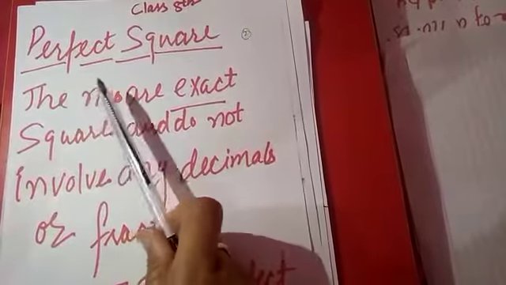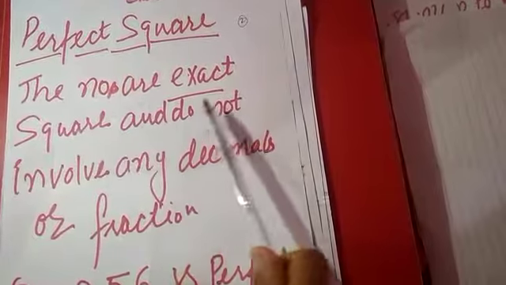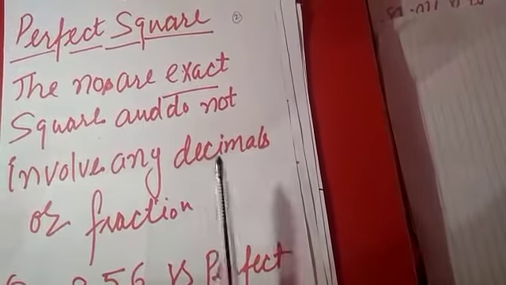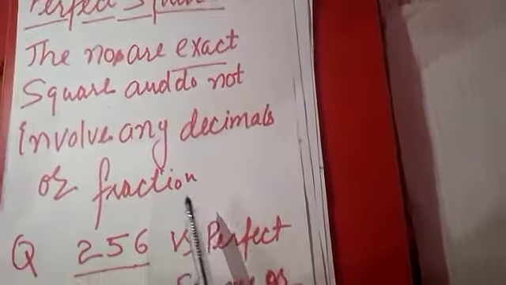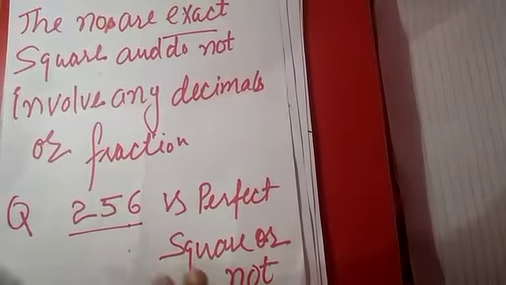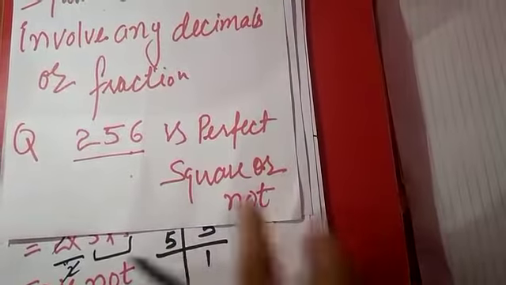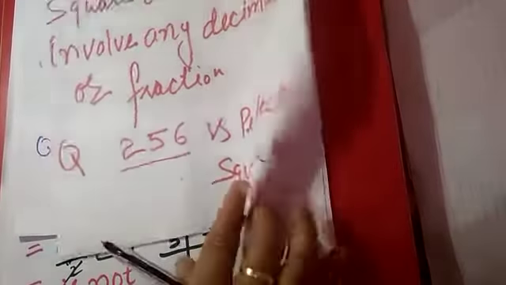So we will start in this lecture from the perfect square. The definition of a perfect square is a number which has an exact square and does not involve any decimal or fraction, right? So we were discussing this example: is 256 a perfect square or not? Let's start from this and check.